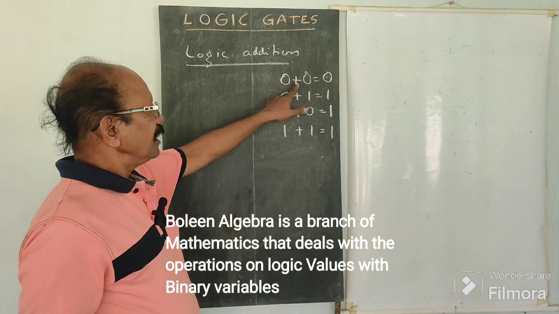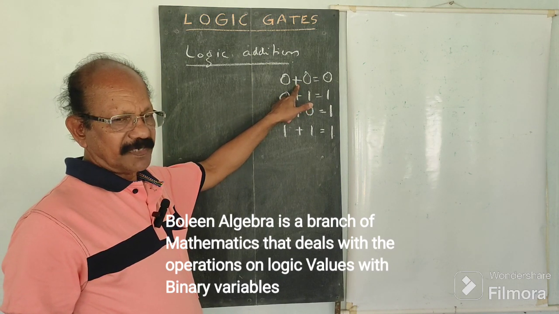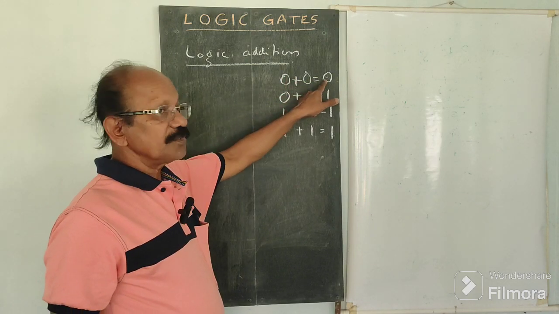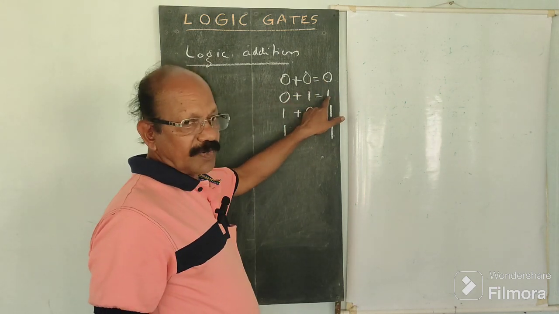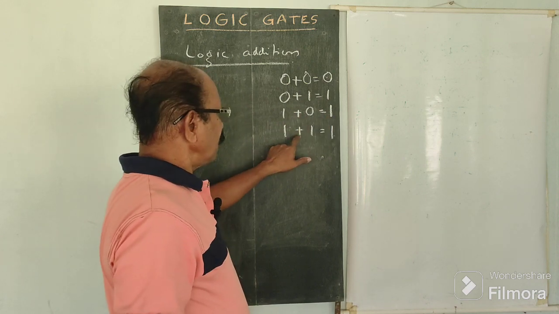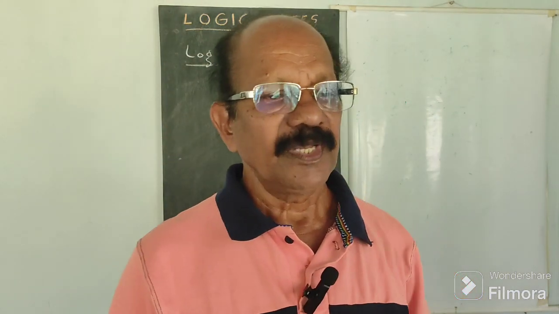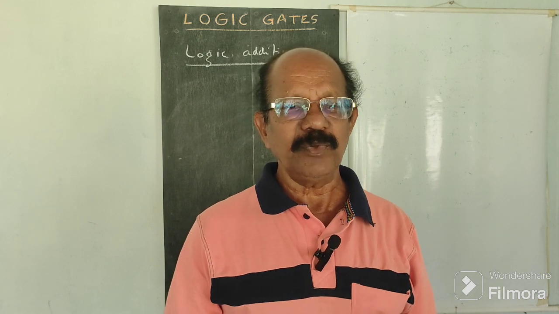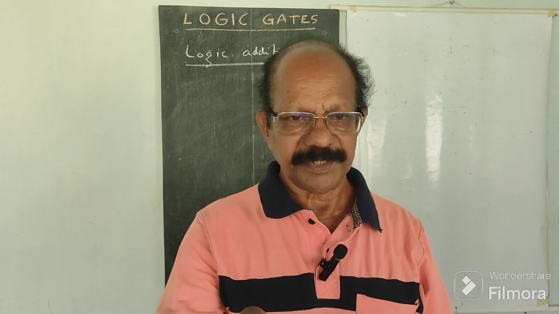Purposely I wrote plus here, but it is not a plus, it is an OR. 0 or 0 is equal to 0, 0 or 1 is equal to 1, 1 or 0 is equal to 1, 1 or 1 is equal to 1, as explained in the first class. It must be clearly understood that the plus sign in Boolean algebra, what Boolean algebra is I will explain later.